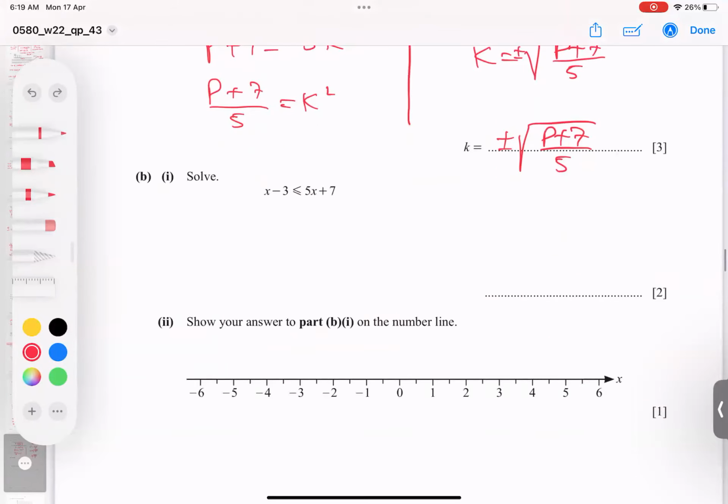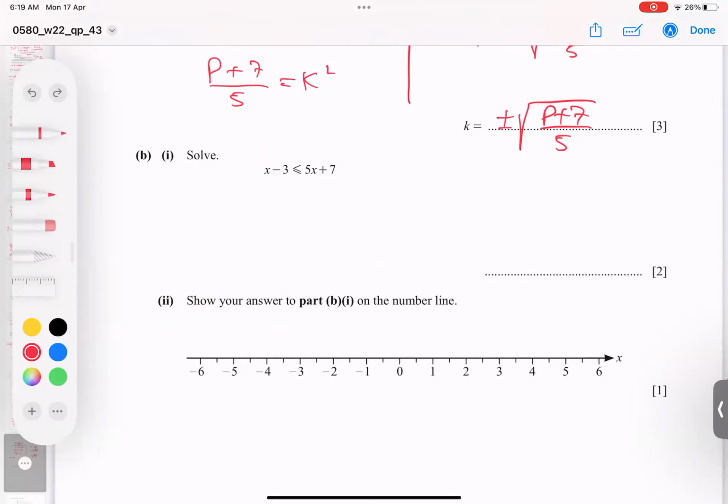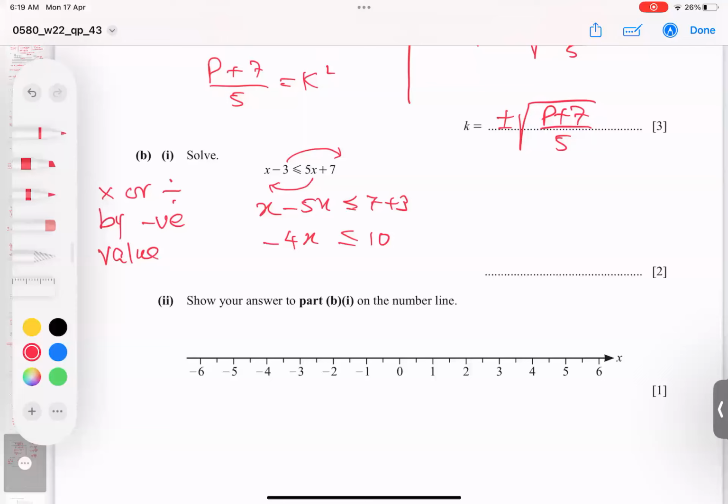All right, solve this one. So bring 5x this side, 3 on the other side. 7 plus 3. So it becomes 10, negative 4x. You know, when we multiply or divide by a negative value, the inequality sign will change.